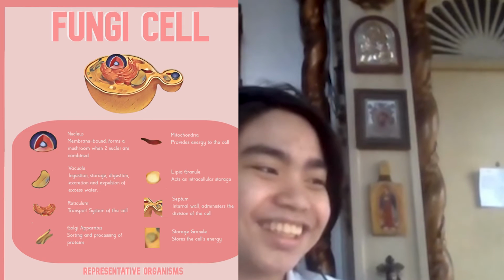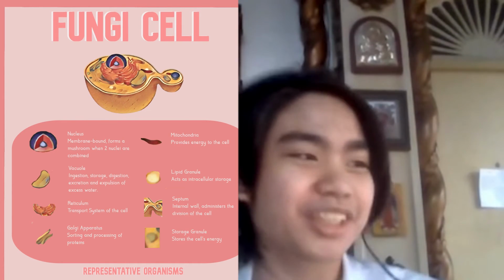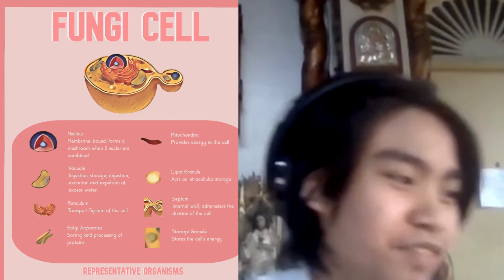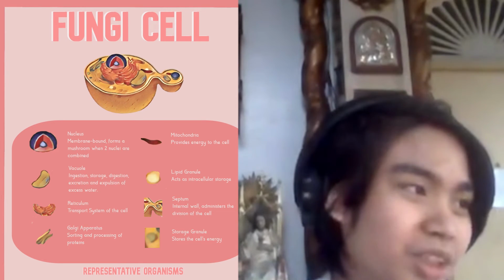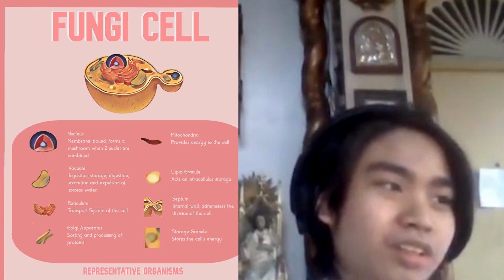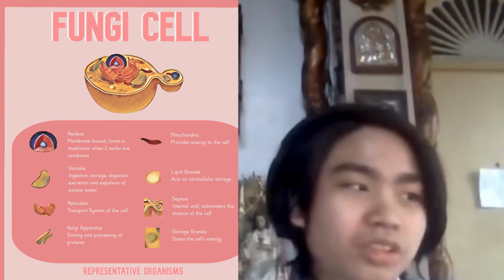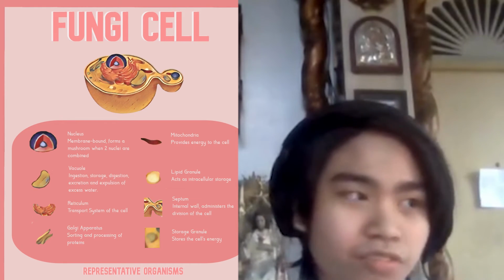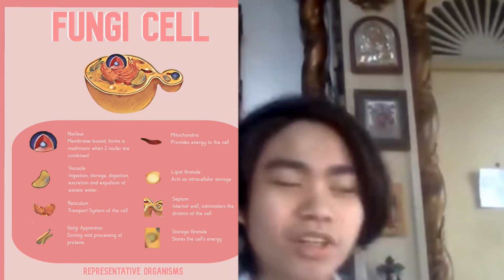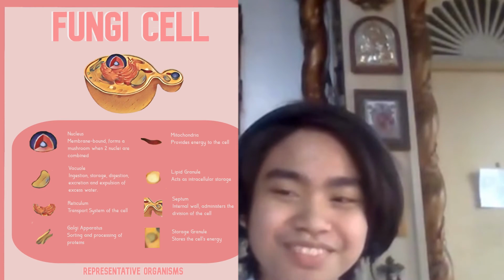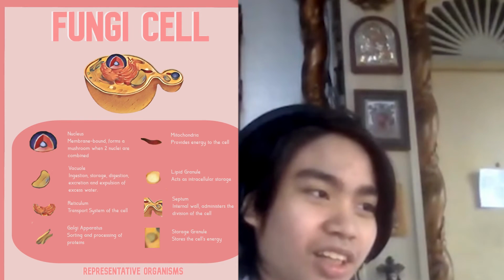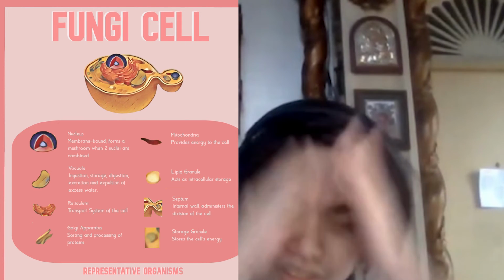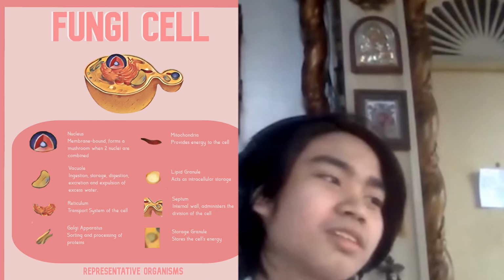For the representative organisms for fungi, what's included here is multicellular filamentous molds. These are molds made up of very fine threads of hyphae. Hyphae grow at the tip and divide repeatedly along their length, creating long and branching chains. So it's like they're branching.